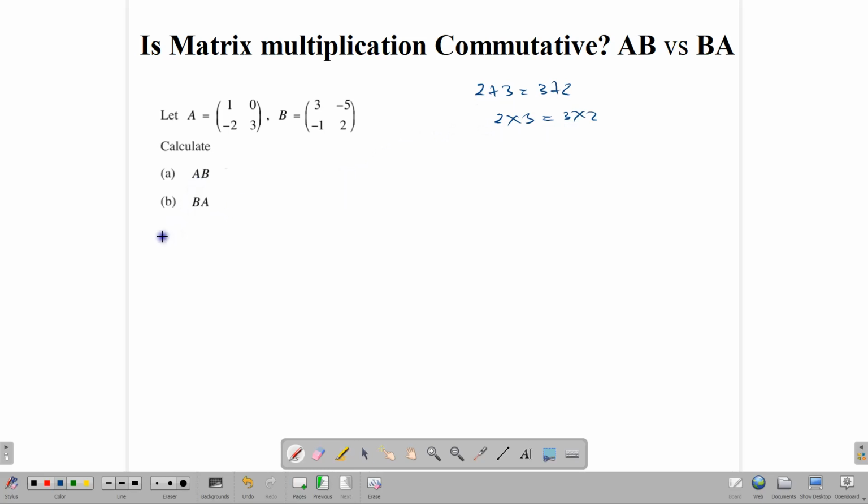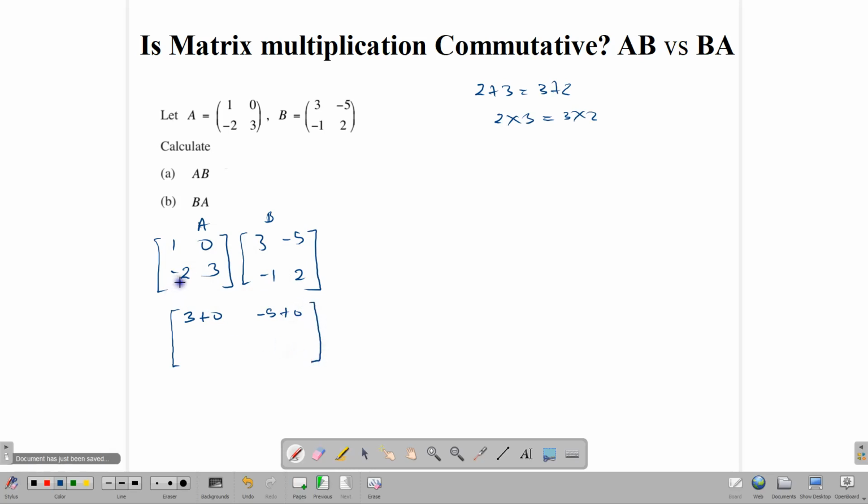So let's write down AB. A is 1, 0, negative 2, 3. And B is 3, negative 5, negative 1, 2. So we make sure that we write them in the order that they appear. This is A, this is B. Now let's multiply and see what happens. We go row by column, so 1 times 3 is 3. And 0 times negative 1 is 0. This row now times this column, 1 times negative 5 is negative 5. And 0 times 2 is 0.